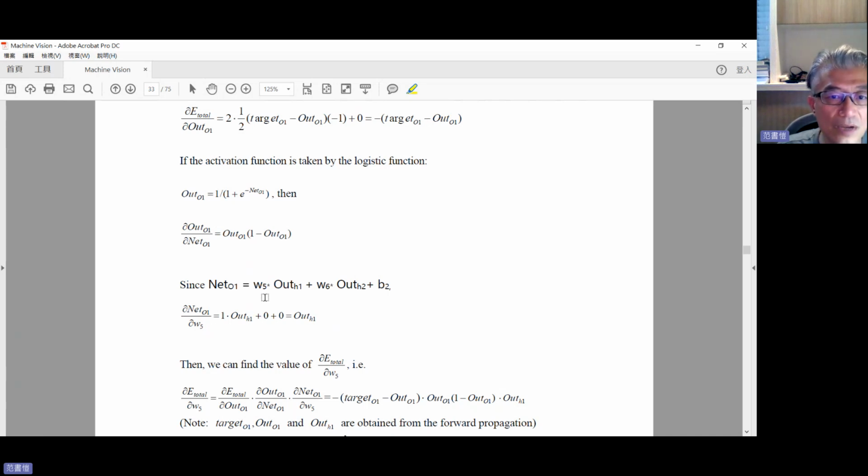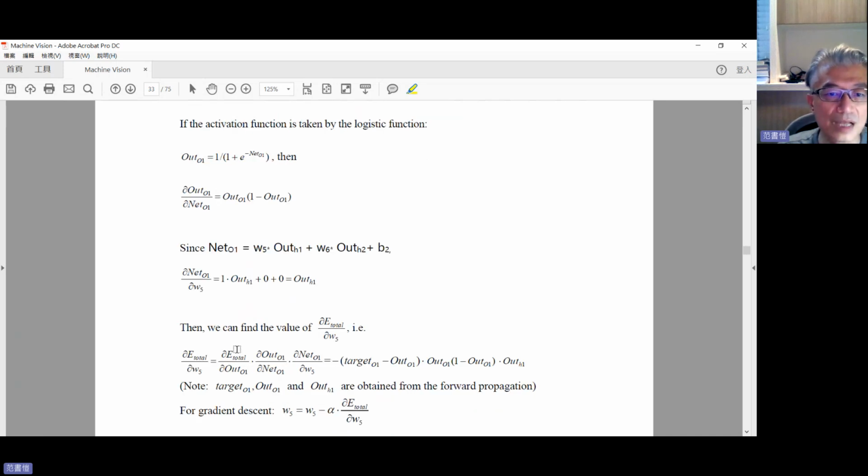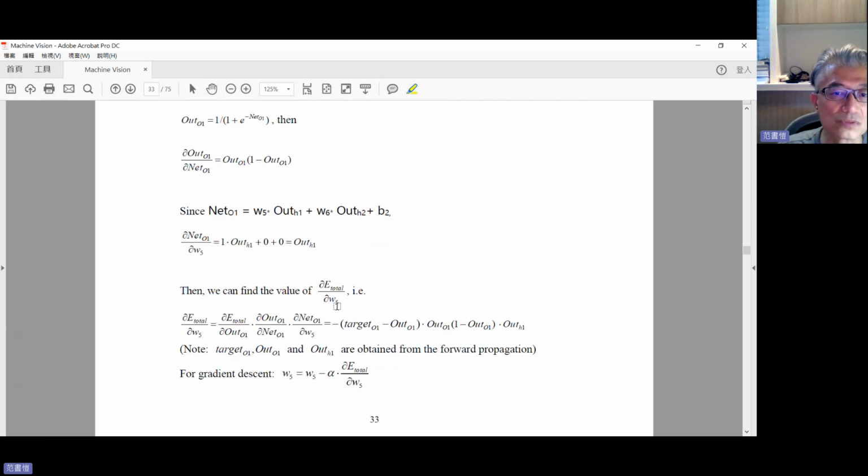So W phi right here, take y is the 1, this is the output H1. This has nothing to do with the W phi, the 0, 0. So this is directly equal to the hidden one. Then we can find the partial derivative of the total error with respect to the W phi. This is some value we would like to use in this equation.